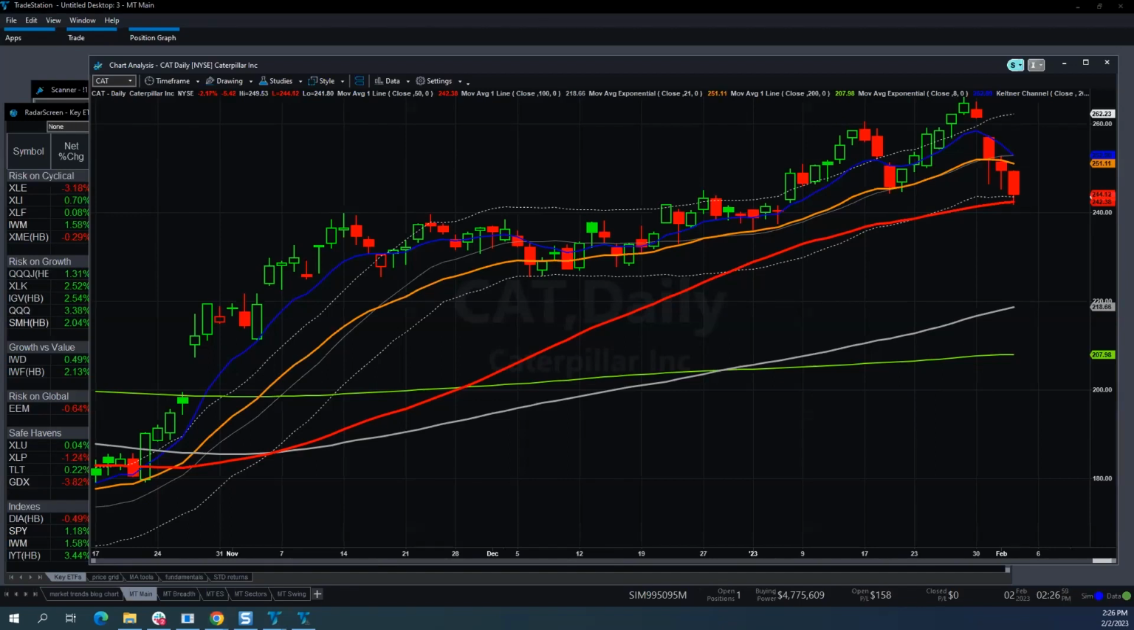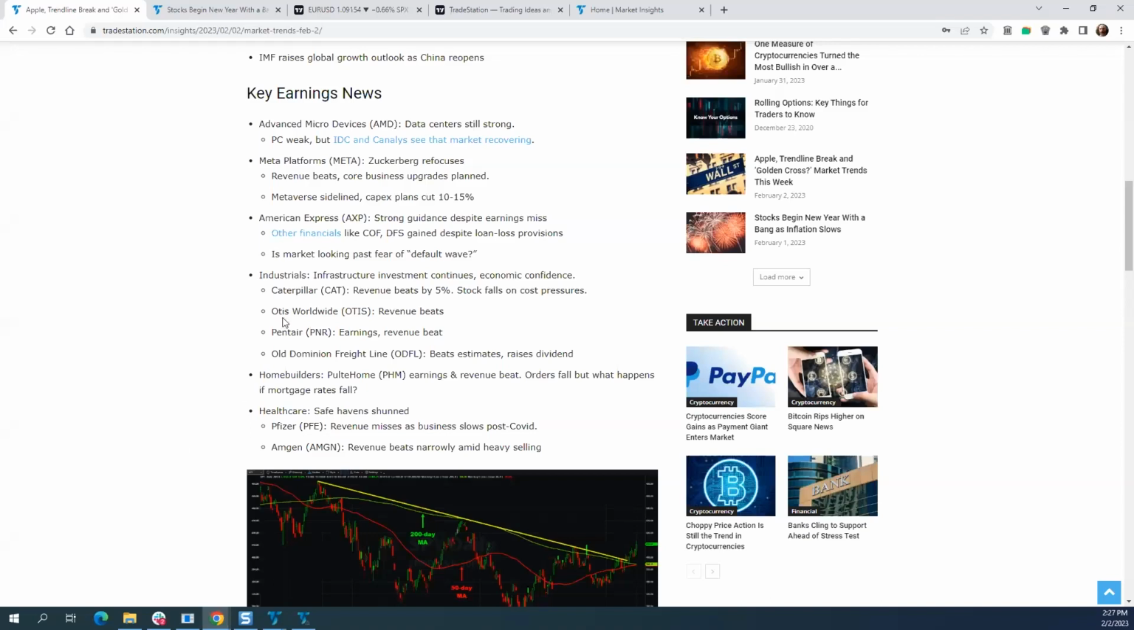Okay, wait a second. Otis, they do the escalators. Very interesting. No, it was Otis. It wasn't Carrier. It was the CEO of Otis saying just the strength in Europe. Pentair, they do water filtration and stuff. Old Dominion Freightliner is trucking. Again, these are companies that are not super interesting. Maybe a lot of them are not necessarily good trading companies, aside from maybe Caterpillar, but they're telling you something about the economy, and I think that's interesting.